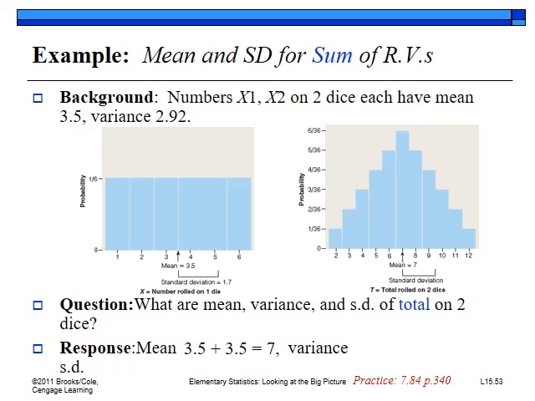Also, the new variance is equal to the sum of the old variances. Since the variance of our original random variable was 2.92, then our new variance is 2.92 plus 2.92. That's 5.84. So the standard deviation of the sum of the numbers we see on two dice would be the square root of the variance, and that's 2.4.